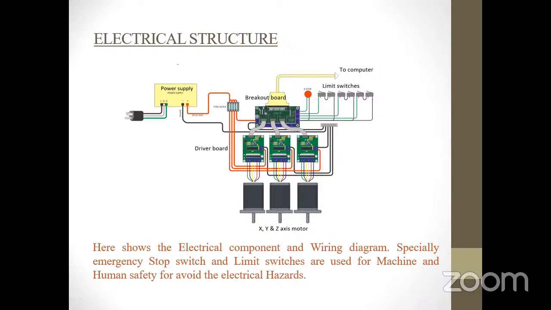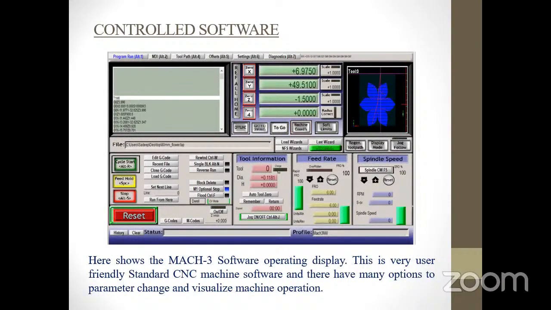The important thing is safety first. So I attached the limit switches and e-stop button. Here is the control software of the machine. This control software is the Mach3 CNC controller. It is used with many types of CNC machines in the industry. It has a lot of options for machine control. This software should be installed on the computer, and a parallel cable is used for data transfer between the computer and the machine. This is paid software.